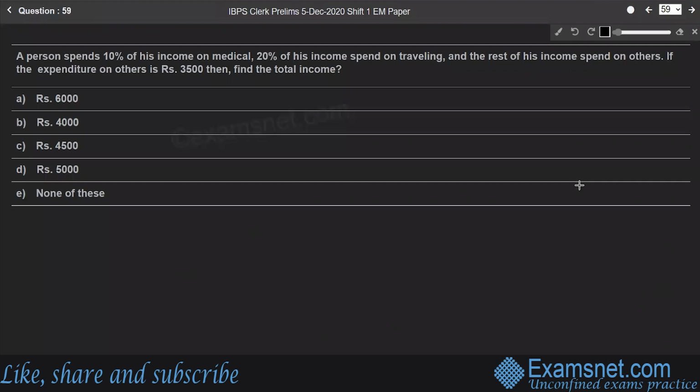Question 59. A person spends 10% of his income on medical, 20% of his income on traveling, and the rest of his income on others. If the expenditure on others is 3,500 rupees, then find the total income. So let us assume the total income of the person is X rupees, right? So what are the expenditures here? He spends 10% of X on medical and 20% of X on traveling, and the rest of his income on others.